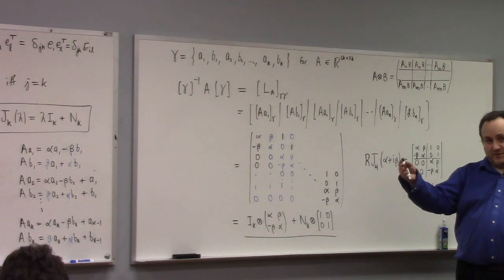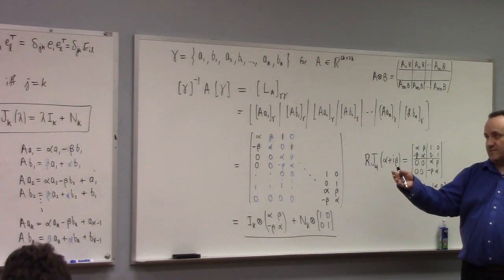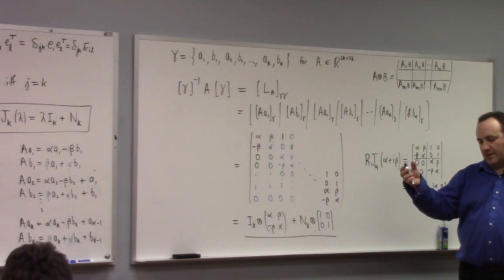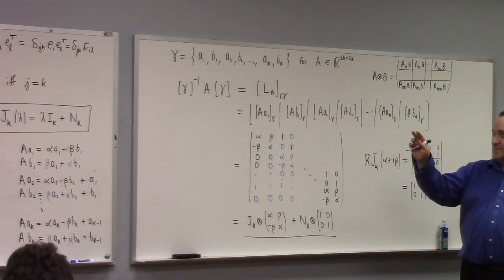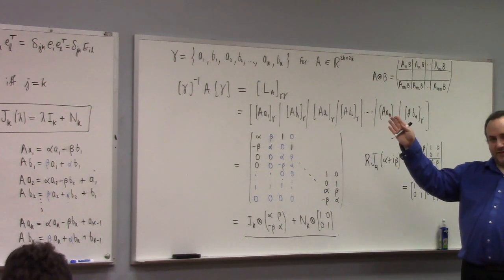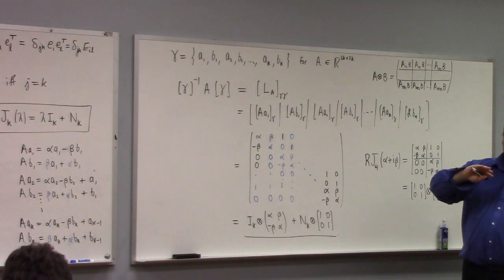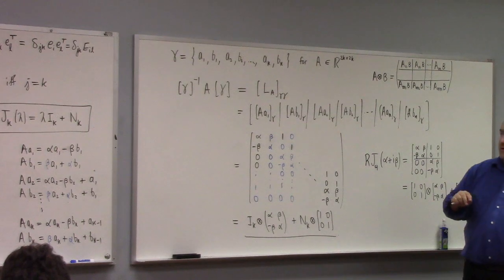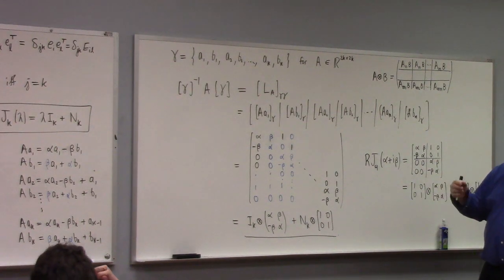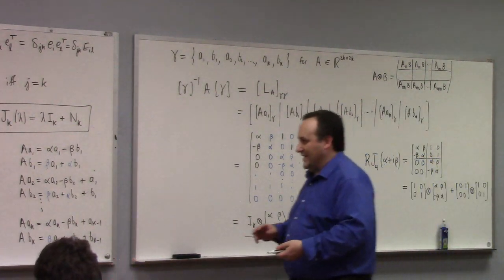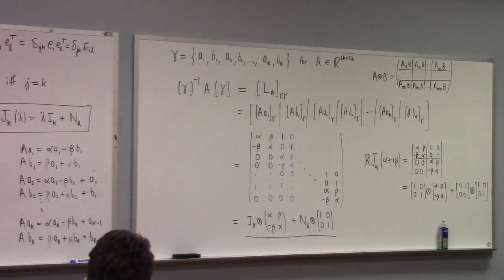And if you use such a real Jordan basis, when you multiply the basis matrix inverse times the matrix times the basis again, the form of the resulting matrix will be a direct sum of Jordan blocks and generalized Jordan blocks. So let me give you an example of that.